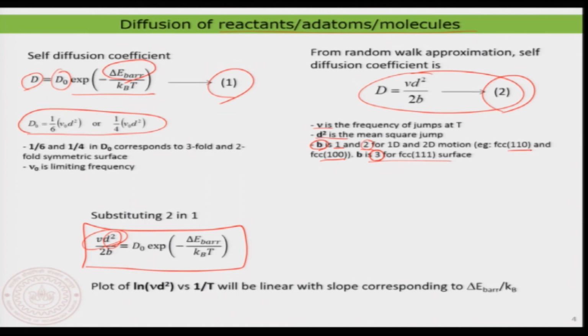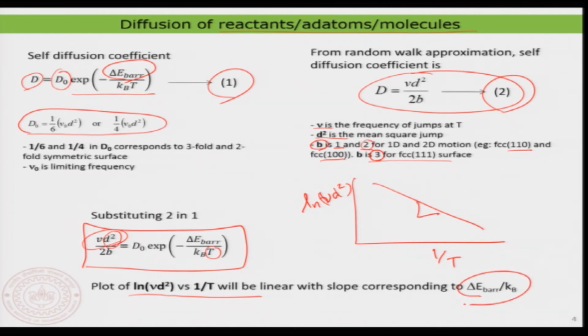And if I know these two, I can check this as a function of temperature, and then plot log nu d square as a function of 1 by T. What I am going to get is a linear plot, and the slope is directly delta E barrier by Kb. So, the slope is equal to delta E barrier by Kb. Then I can calculate the energy barrier using this.